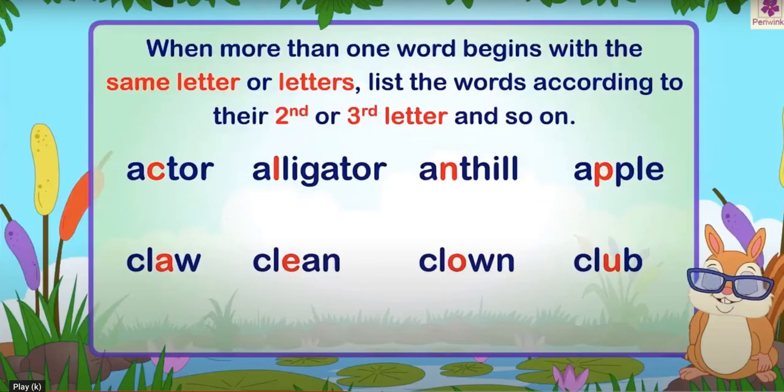So if we look at all these words in the top row, they all begin with the letter A. Actor, alligator, anthill, and apple. So for these words, since they all start with A, we have to look at the second letter, the C or the L or the N or the P, to be able to put them in the correct alphabetical order. On the bottom row, all those words start with the same first letter, C, and the same second letter, L. So to put claw and clean and clown and club in the correct alphabetical order, we had to look at the third letter, the A, the E, the O, and the U, to be able to put them in the correct place.